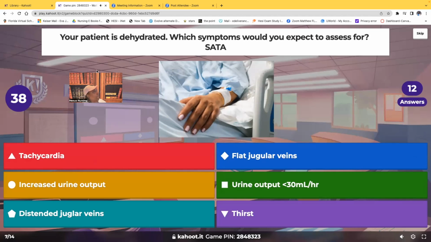Let me move the camera for you guys a little bit on the live so you can see the other side. What do you guys think? Select all that apply. What would be those signs and symptoms of dehydration that you'd expect to see in your patient? Tachycardia, flat jugular veins, increased urine output less than 30 mLs per hour, distended jugular veins, thirst. Oh, I spelled jugular wrong. Sorry, guys.